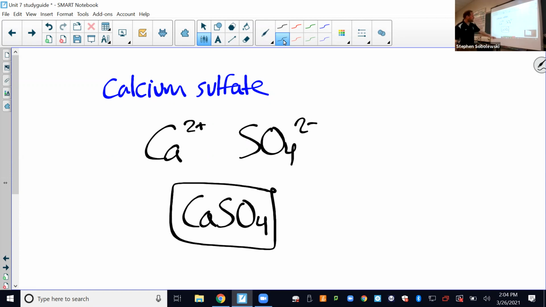Now, if you use the crisscross method and you said Ca2, SO4 in parentheses 2, you need to simplify that down. Ionic compounds must be in their simplest form. You think of it like their empirical formula. It has to be the simplest one for any of these ionic compounds with crisscrossing charges. CaSO4, calcium sulfate.